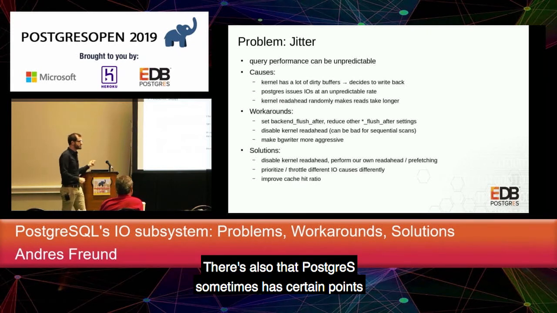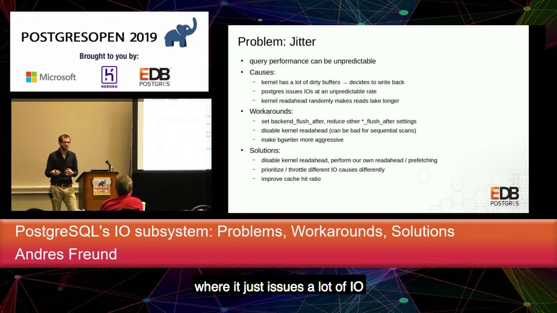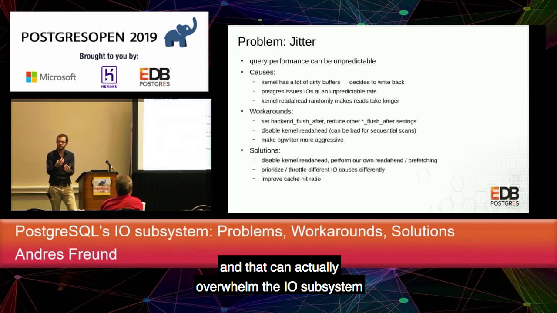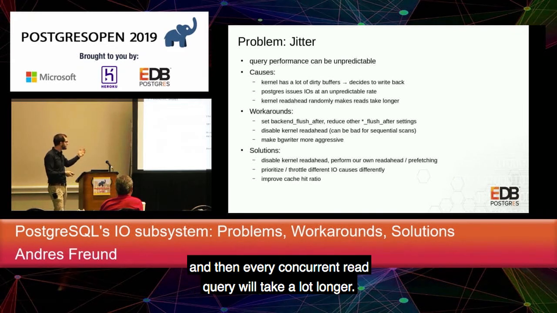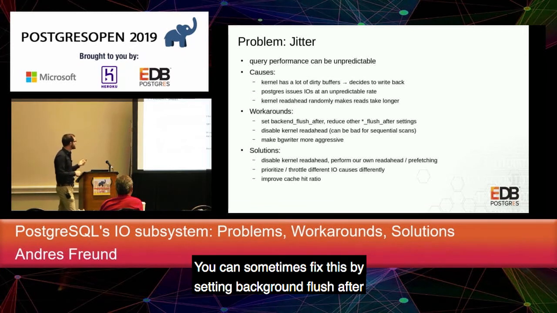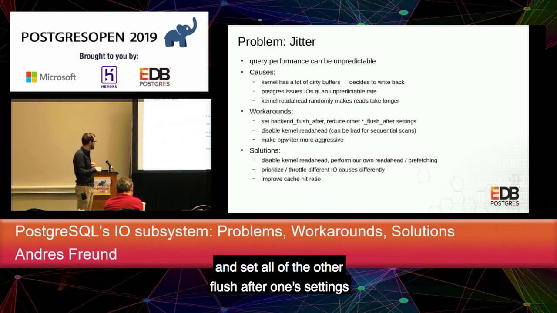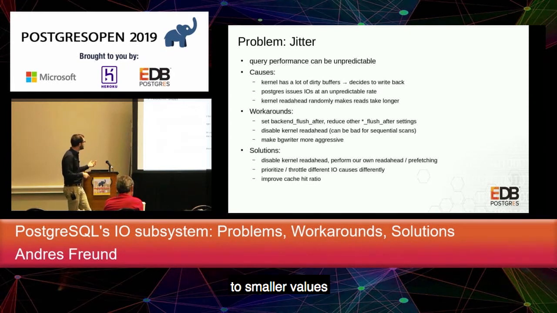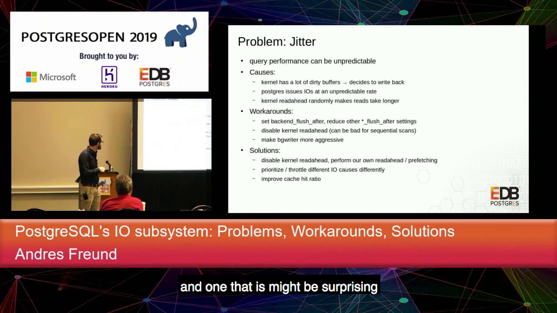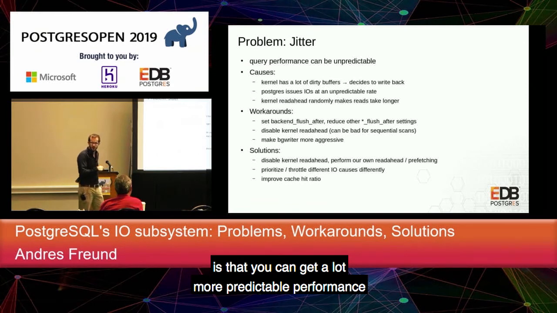There's also that Postgres sometimes has certain points where it just issues a lot of I/O, and that can just overwhelm the I/O subsystem, and then every read query will take a lot longer. You can sometimes fix that by setting backend_flush_after and setting all of the other flush_after settings to smaller values.